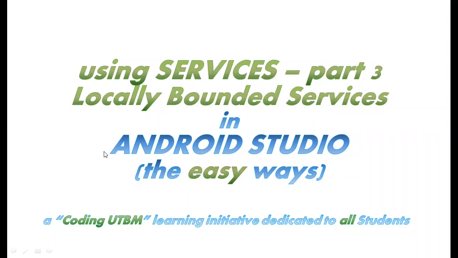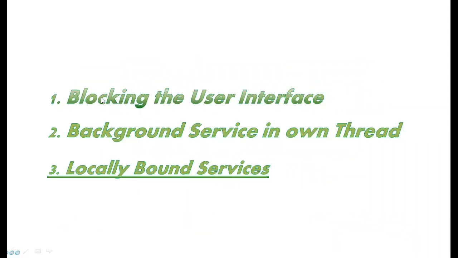In the previous 2 videos, we have talked about blocking the user interface from a started service. This is a service that was running in the main thread. Then about background services that were running in their own thread, but these were again started services. And now we are going to locally bound services, and these are a bit different, and you will see in the next example exactly how and why.